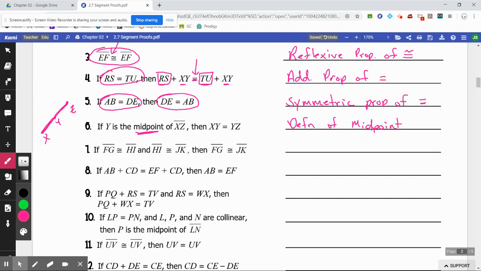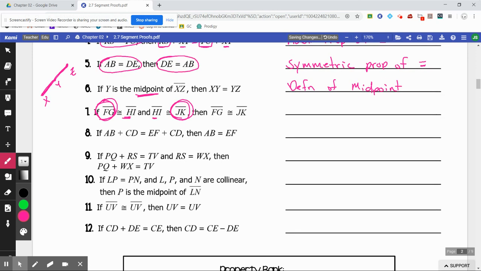If FG is congruent to HI and HI is congruent to JK, so this one's congruent to HI and this one HI is also congruent to JK, so FG would have to be also congruent to JK. That's the transitive. And remember that you have two different transitive properties, so be careful here. Since you're dealing with congruence, that'd be the transitive property of congruence.